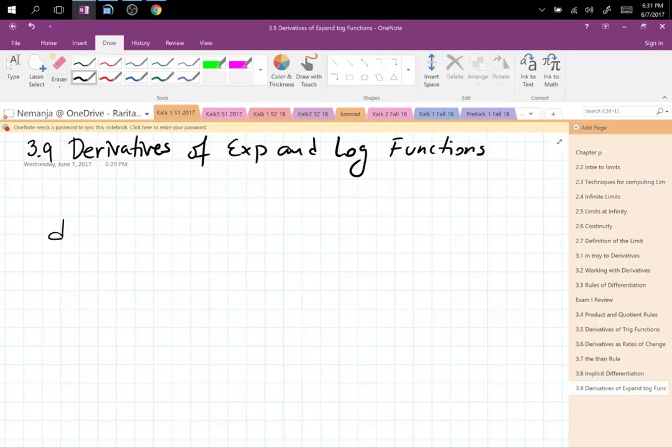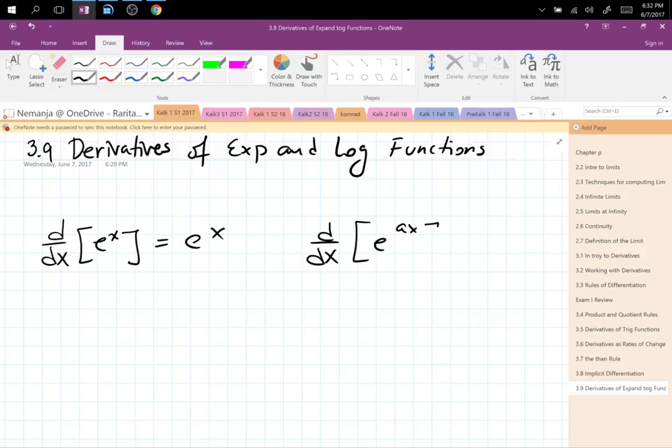So what we know so far is that the derivative of e to the x is e to the x, and you also memorized, which you don't have to know anymore because you can use chain rule, that the derivative of e to the ax is a e to the ax. So that's what you know so far. But we can actually do better.